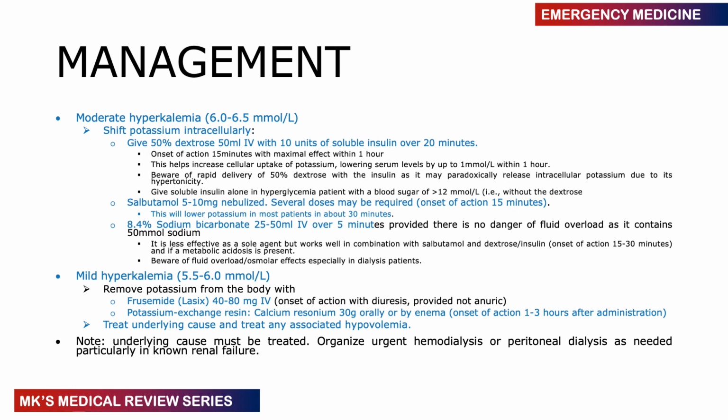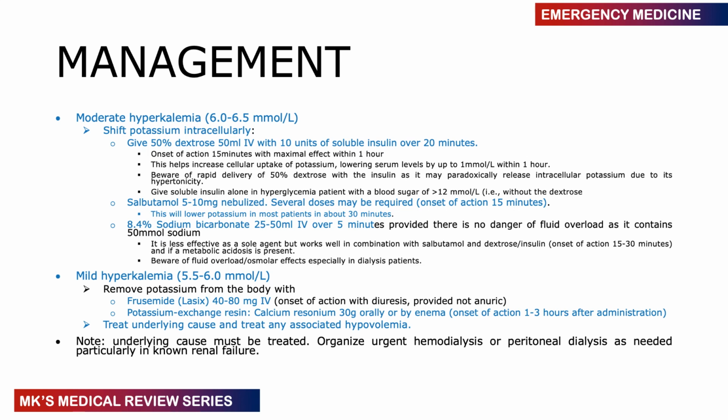So if they have hyperglycemia and their blood sugar is greater than 12, give the insulin without actually giving the dextrose. So remember that this is going to help lower the concentration of potassium by driving potassium into the cells, and it lowers the potassium levels by about 1 millimole per liter within an hour. The onset of action is about 15 minutes, and it can take maximum effect within 1 hour. Then you should avoid giving dextrose 50% rapidly, because this can also cause a paradoxical rise in the extracellular potassium because of the hypertonicity of the solution.